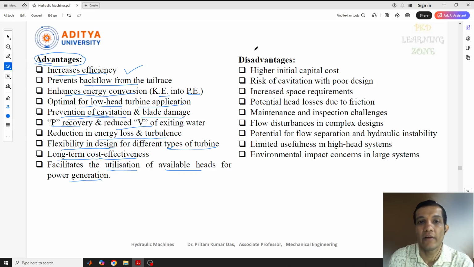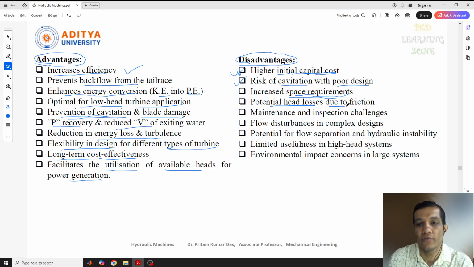Along with these, there are also some disadvantages. Initially the cost will be a little more, so the initial capital cost is considered a disadvantage. There is also a risk of cavitation. As I told you, the draft tube prevents cavitation, but if the design is somewhat complicated, then there is a risk of cavitation, not in all cases. Similarly, space requirement increases, because when you try to avoid the pressure difference and cavitation, we need to install different parts, which increases the space required.